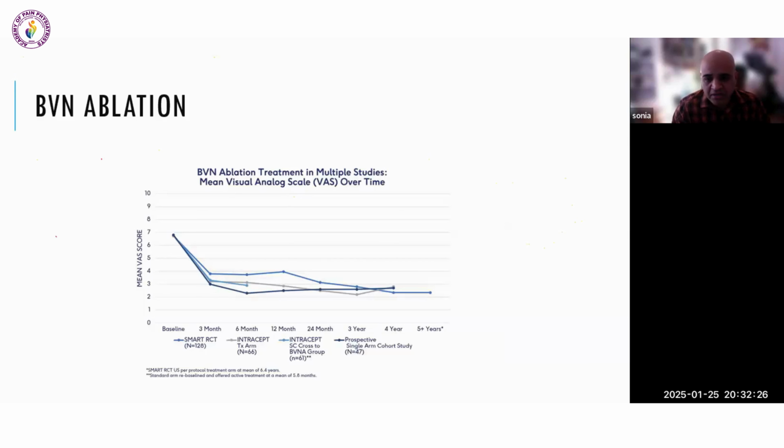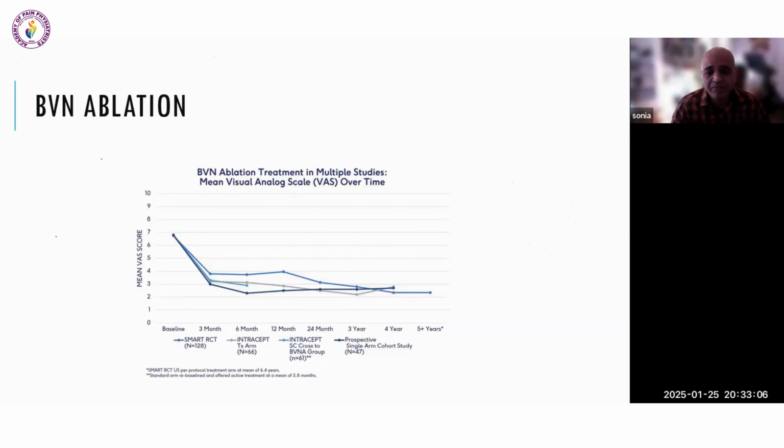As you can see, the results available right now are for 3 months, 6 months, 12 months, 24 months, and 3, 4, and 5 years. So there is robust data available with as long as a 5-year follow-up. You can see a major drop from a baseline of 7 to maybe a 2. That's a clinically and statistically significant improvement in the visual analog scale over time. It's not just 3 or 6 months, but all the way up to 5 years. So there is definite clinical and statistical improvement seen with this procedure.